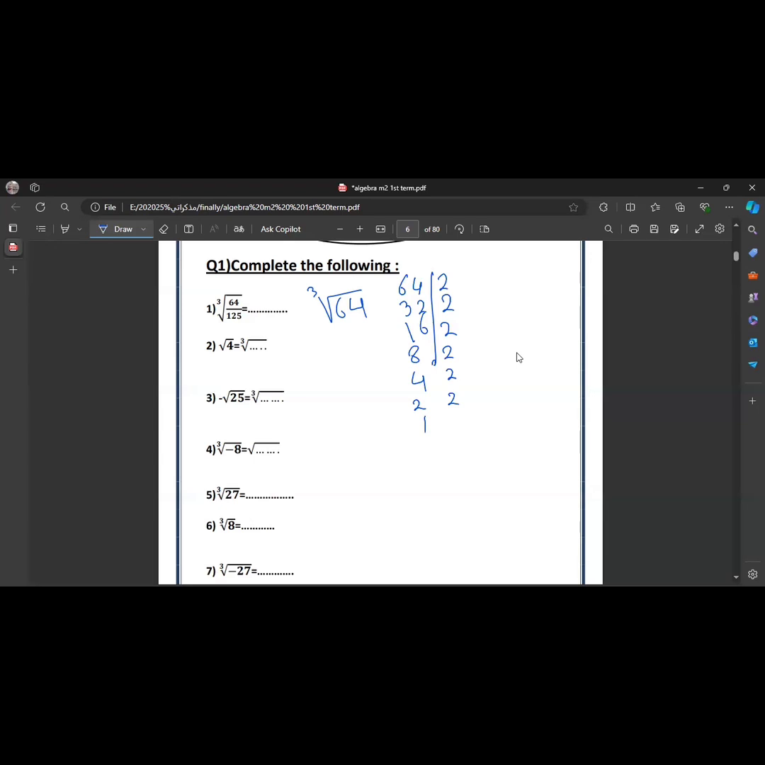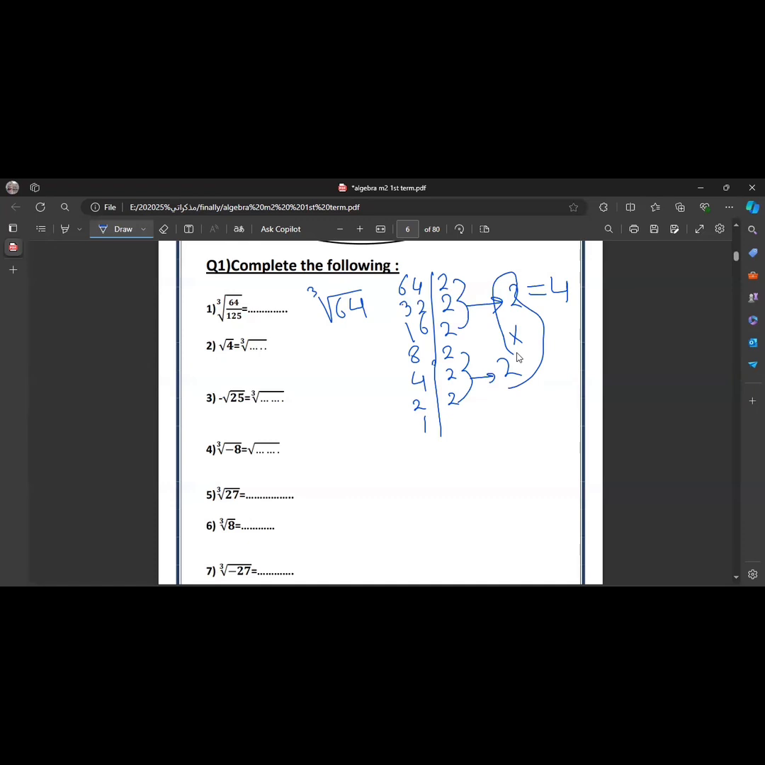We have a square root or cubic root or second root or third root. Excellent, we have third root. So every 3 factors, we take 1 from it. Here I have 2, and here we have 2. So 2 multiplied by 2, very good, equals 4. And if we make 4 power 3 gives me 64.